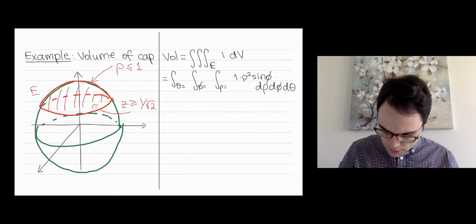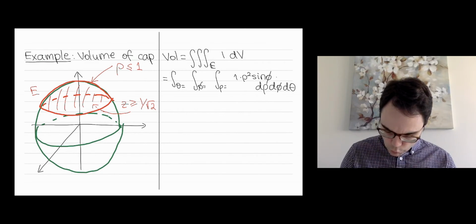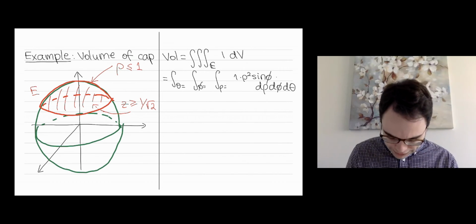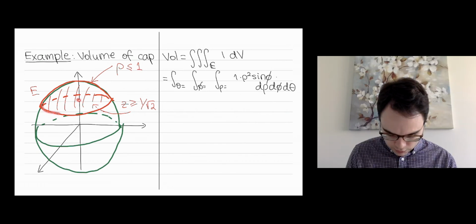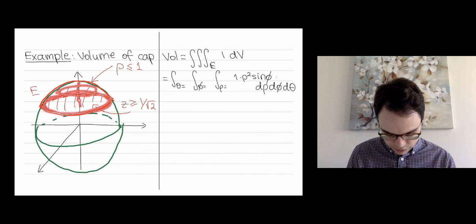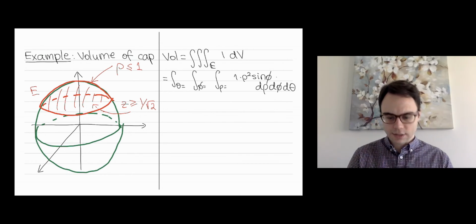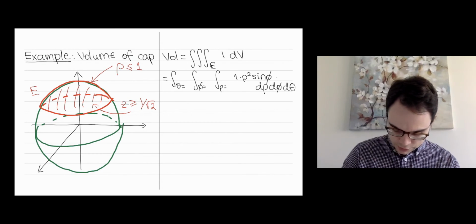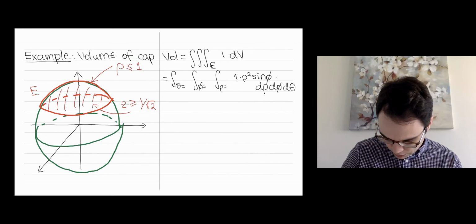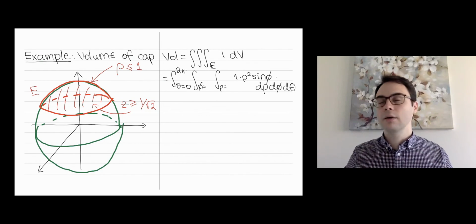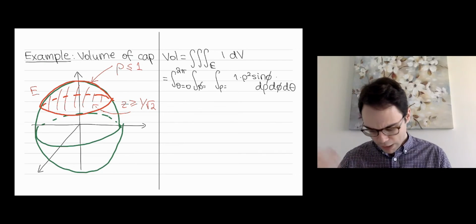Okay, now what are the angles? What values of theta do we need to cover this cap? All values. Can you guys see? This shape encloses the z-axis, so I need all values of theta to describe it. So for theta, the bounds are from 0 to 2 pi, or maybe from minus pi to pi.